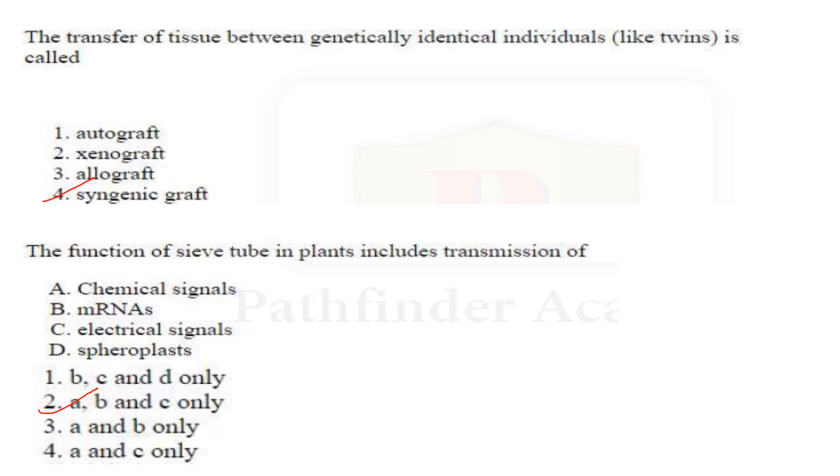Next one. The function of sieve tubes in plants include transmission of chemical signals, mRNAs, electrical signals, spheroplast. So not spheroplast, because spheroplasts are microbial cells from which the cell wall has been almost completely removed. So chemical signals, mRNA and electrical signals are transmitted but not spheroplast. So answer is A, B, C only. Answer is option 2.